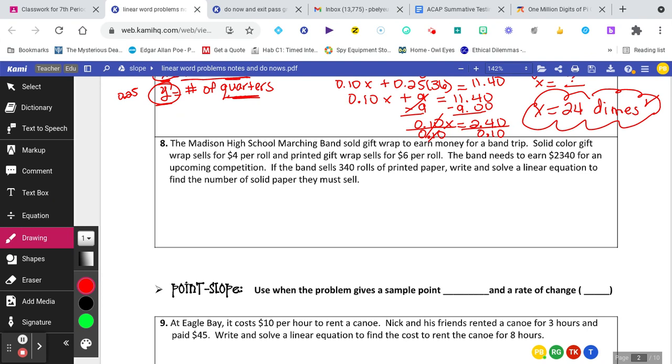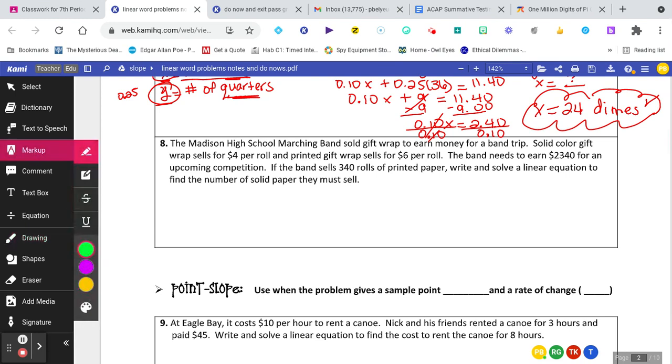I already have thing 1 and thing 2, to be honest. I see solid color gift wrap and printed gift wrap. I'm going to go ahead and mark those. Then it goes on to say the band needs to earn $2,340 for an upcoming competition. So after they sell all those gift wraps, the price that they earn needs to be $2,340. In other words, that needs to be the total amount of money made.